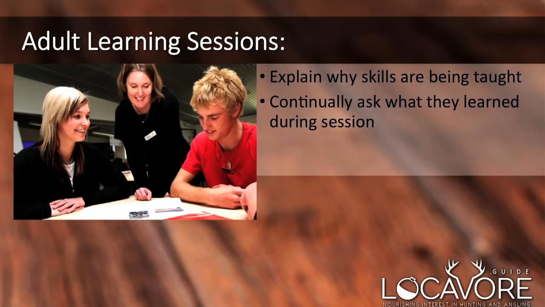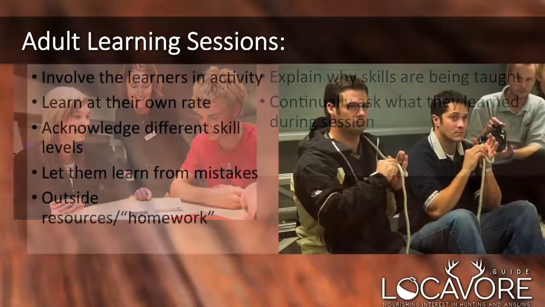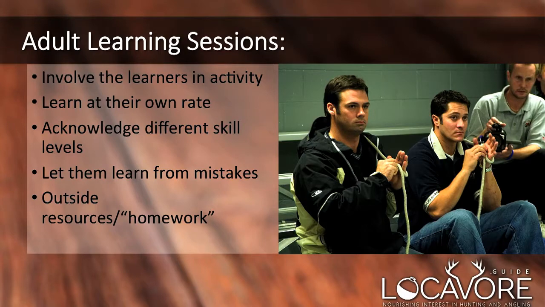There are things that you can do to make adult learning sessions better. First of all, you need to explain why skills are being taught. They also like to be involved in activities and actually do things. Say that you're teaching everyone how to tie a fish hook on a line. Hand out some fish hooks, hand out some fishing line, and let them try and do it themselves. Don't make them just watch you or a movie, or worse yet, look at a page in a book. Give them a chance to do it.